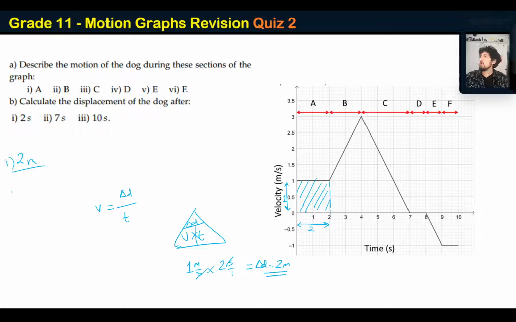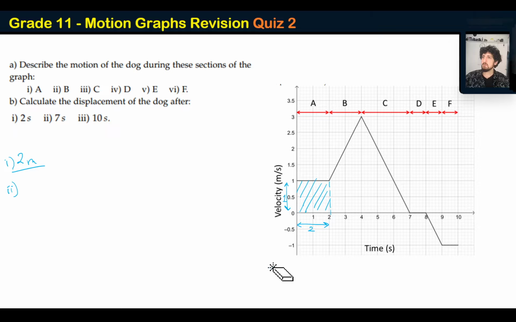Okay? What about the next one? At 7 seconds. Okay, the displacement after 7 seconds. After 7 seconds, I'm going to use orange. There we go. Where's 7? Here we go. So this time they don't just want that, they want the whole thing.